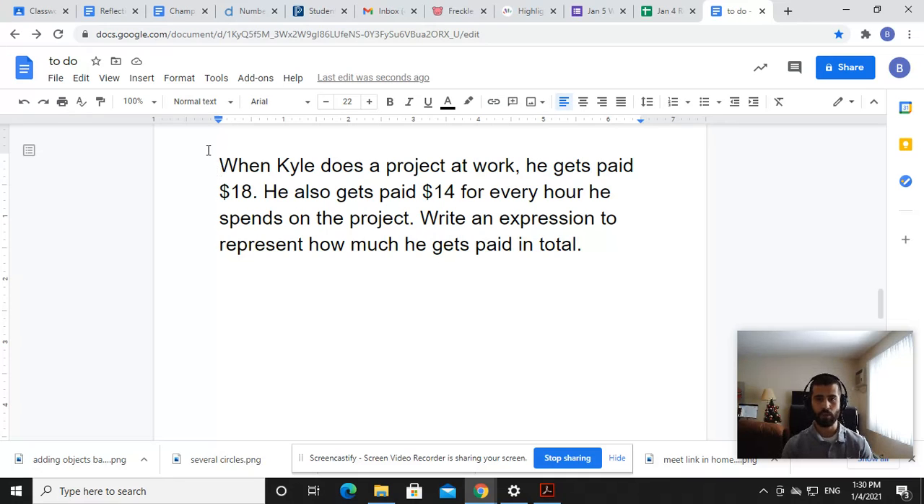When Kyle does a project at work, he gets paid $18. He also gets paid $14 for every hour he spends on the project. Write an expression to represent how much he gets paid in total. So when he gets a project, he's going to get $18, and that's always going to be there. But $14 are for every hour he spends on the project. Hours worked. And now instead of hours worked, we use a variable there so we don't have to write as much. And we'll use a K because that's what his name starts with.